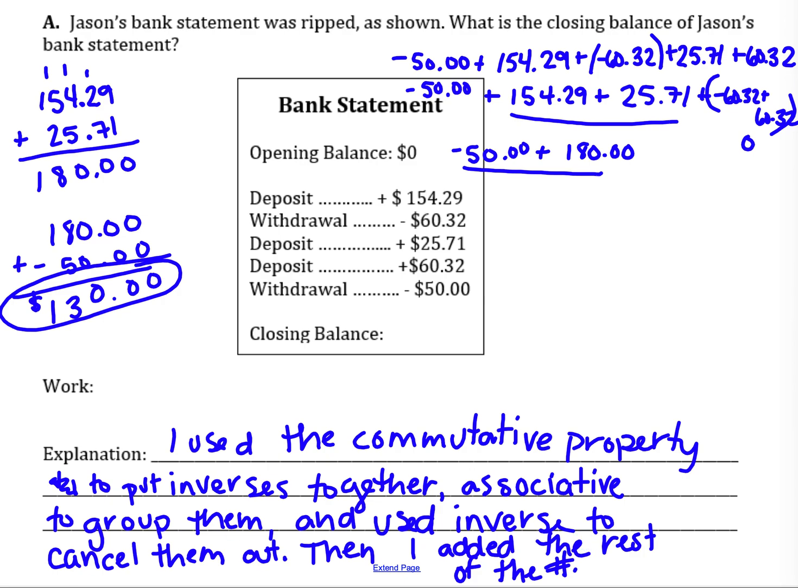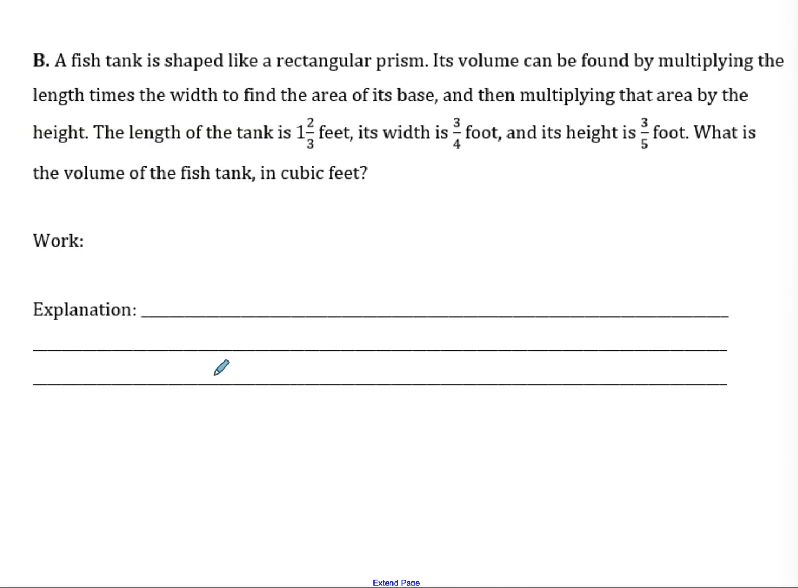All right, last problem. A fish tank is shaped like a rectangular prism. Its volume can be found by multiplying the length times the width to find the area of its base, and then multiplying that area by the height. The length of the tank is 1 2/3 feet, its width is 3/4 foot, and its height is 3/5 foot. What is the volume of the fish tank in cubic feet?